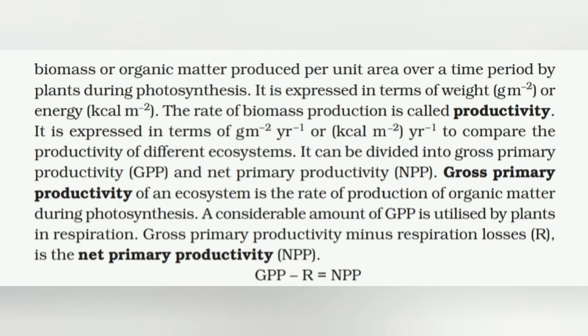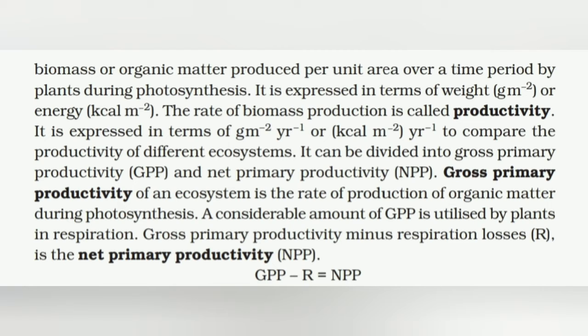by plants during photosynthesis. It is expressed in terms of weight, that is gram per square meter, or energy, that is kilocalorie per square meter. The rate of biomass production is called productivity. It is expressed in terms of gram per square meter per year or kilocalorie per square meter per year to compare the productivity of different ecosystems.